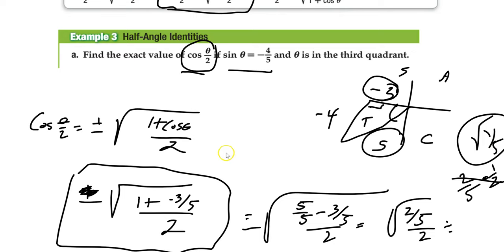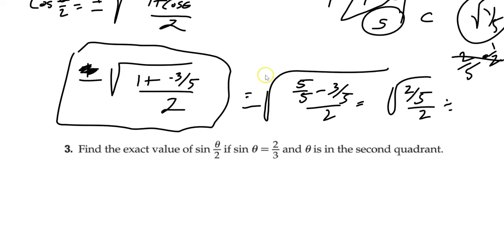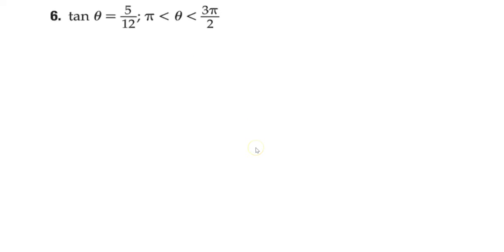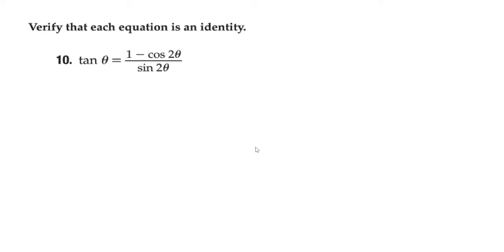So by now, we get the gist of how to do this. It's just, right, draw my triangle in the appropriate quadrant. Quadrant 2 here. Fill out the sides and then plug into the formula. So we're going to skip a couple of those because they're the same. We'll work on it in class. Let's get to the next part of this.